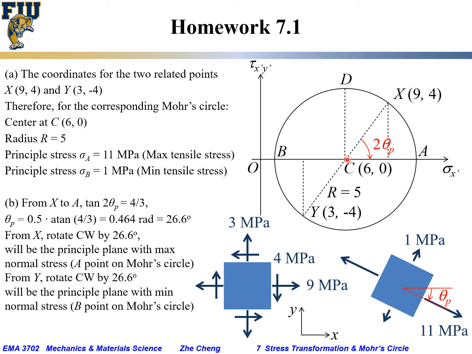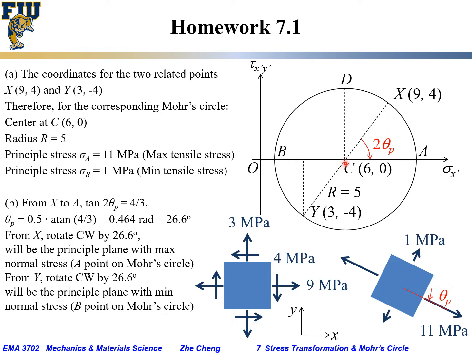Where is this center? For 9 and 3, the average is 9 plus 3, 12, divided by 2, so the horizontal is 6. And for positive 4 and negative 4, the vertical is 0. So the center C of this Mohr circle is at 6, 0. The distance from C to here is 9 minus 6, which is 3, horizontal. Vertical from here to here is just 4. So 3 horizontal, 4 vertical for this triangle, and the radius CX would be 5. The radius is 5 for this Mohr circle.